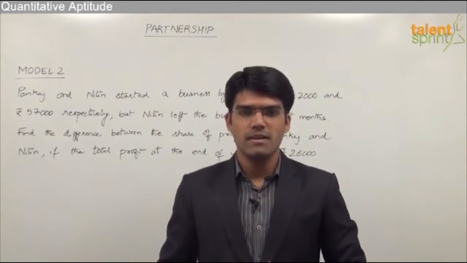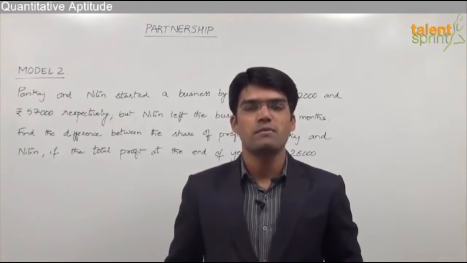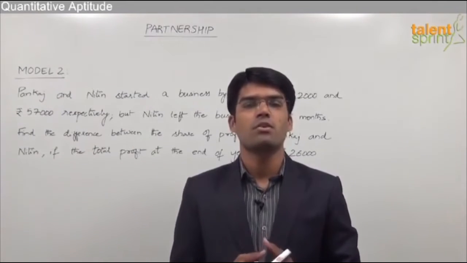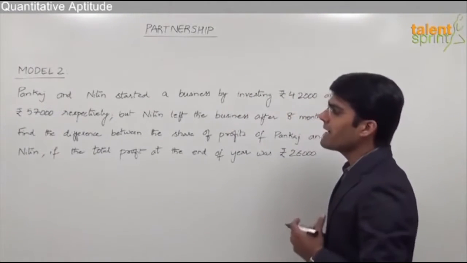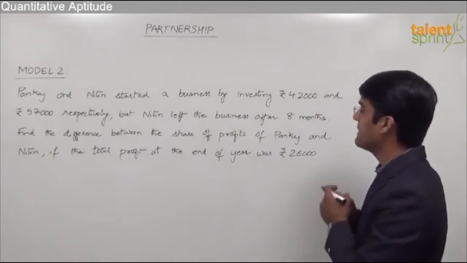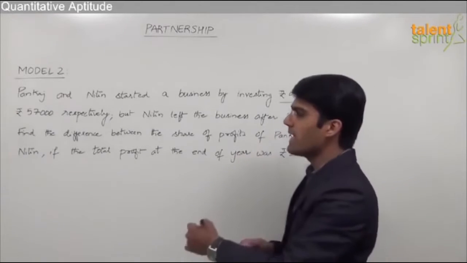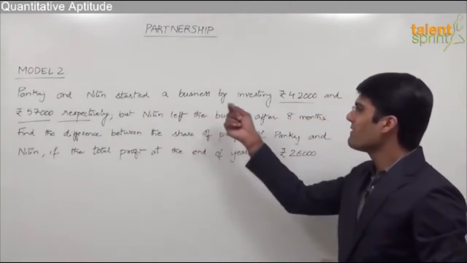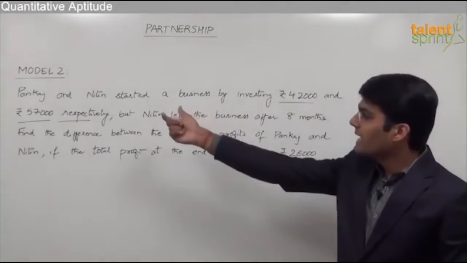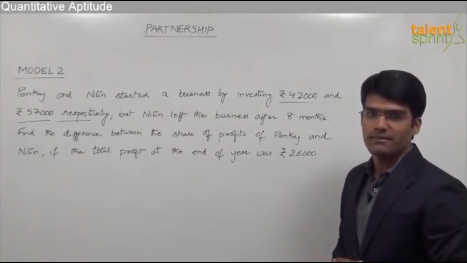Let us now take the second model from partnership, where we are supposed to find out the difference between the share of profits of the two partners. The question here is, Pankaj and Nitin started a business by investing rupees 42,000 and 57,000 respectively. So that means the investment of Pankaj was 42,000 and the investment of Nitin is 57,000.